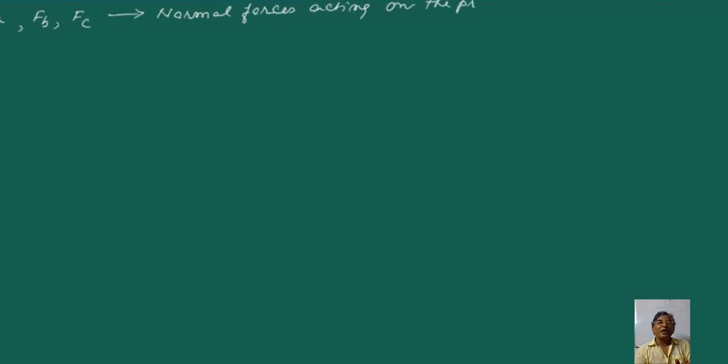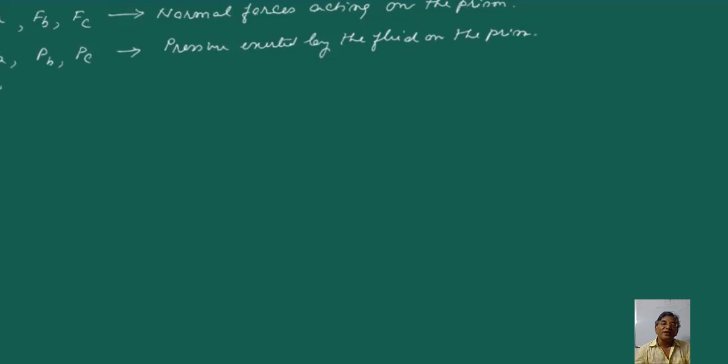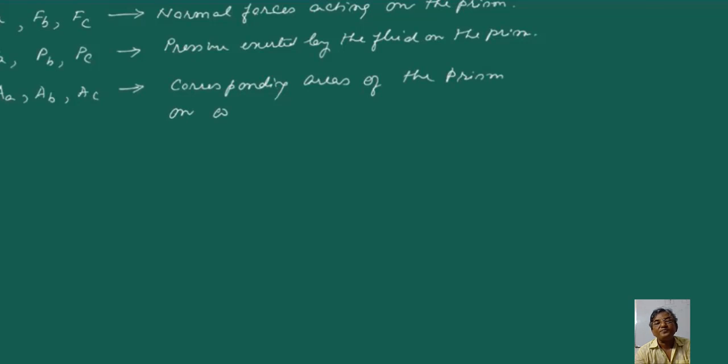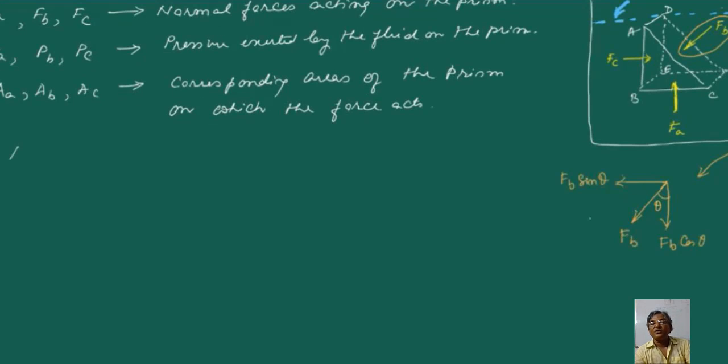Now let FA, FB and FC be the normal forces acting on the prism. I think you have drawn the picture of the prism, and the pressures due to these forces may be represented by PA, PB and PC, and they are acting on the sides which have the areas AA, AB and AC respectively. Now let us draw the prism over here also, so that you can understand very easily.